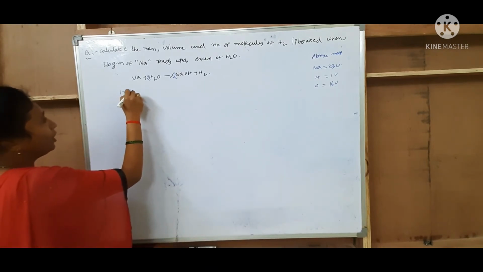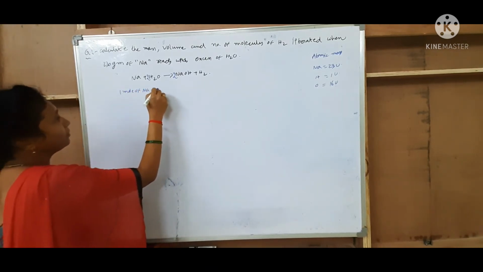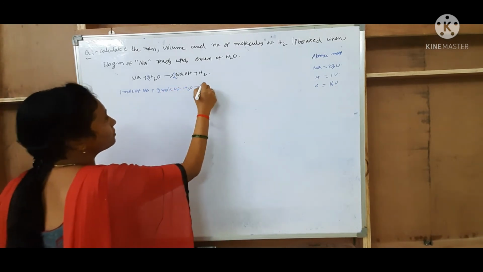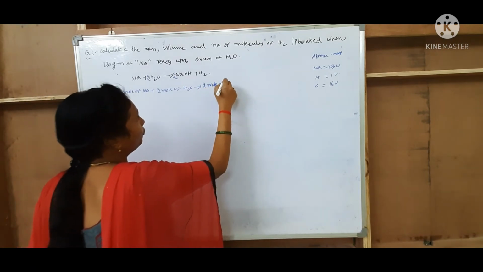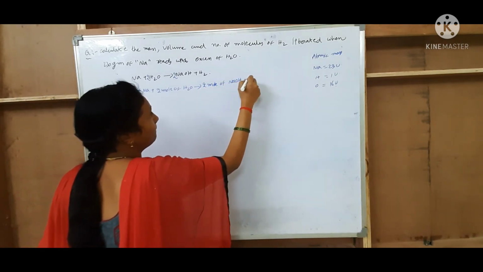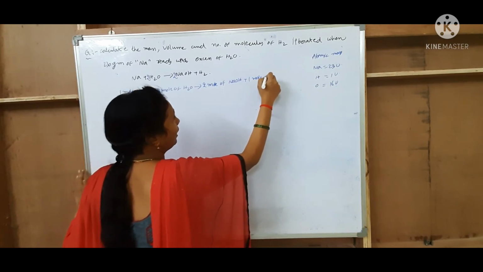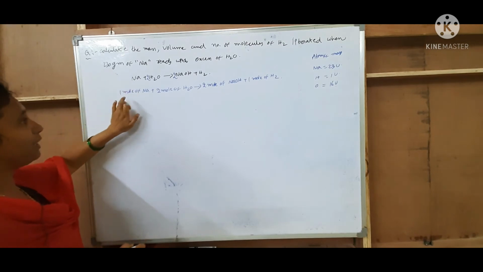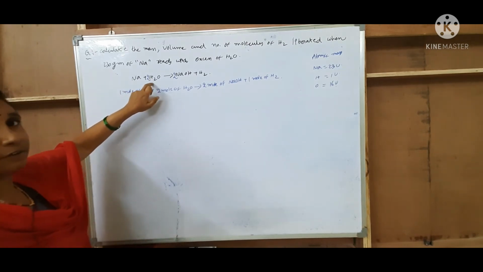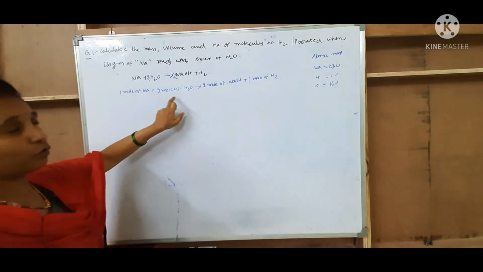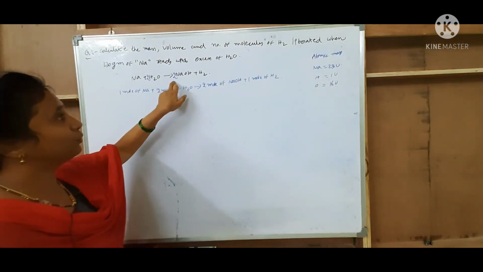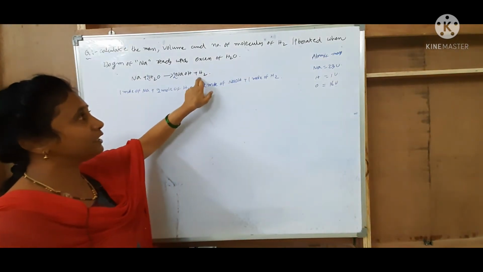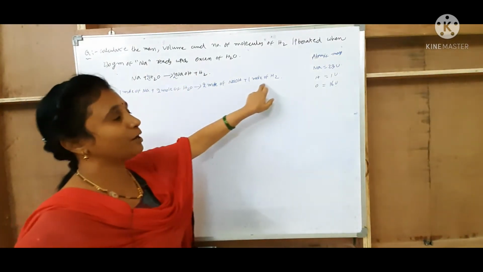Here, 1 mole of Na plus 2 moles of H2O gives 2 moles of NaOH plus 1 mole of hydrogen. The coefficient of Na is 1, that's why I am taking 1 mole of Na. The coefficient of H2O is 2, so 2 moles of H2O. The coefficient of NaOH is 2, so 2 moles of NaOH. The coefficient of H2 is 1, so 1 mole of H2.